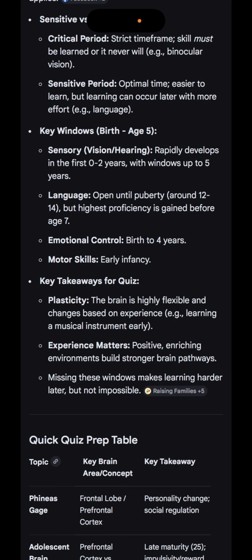Example, learning a musical instrument early. Experiences matter. Positive, enriching environments build stronger brain pathways. Missing these windows makes learning harder later, but not impossible.